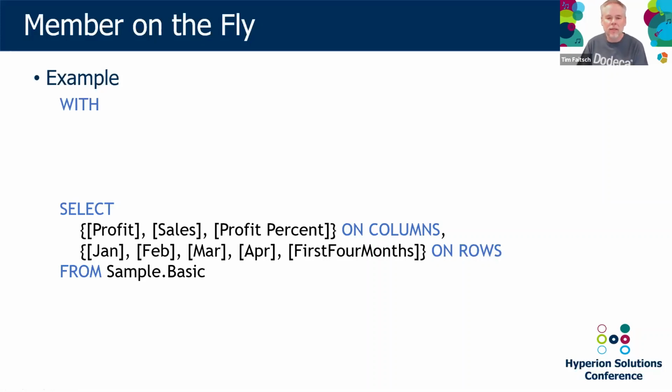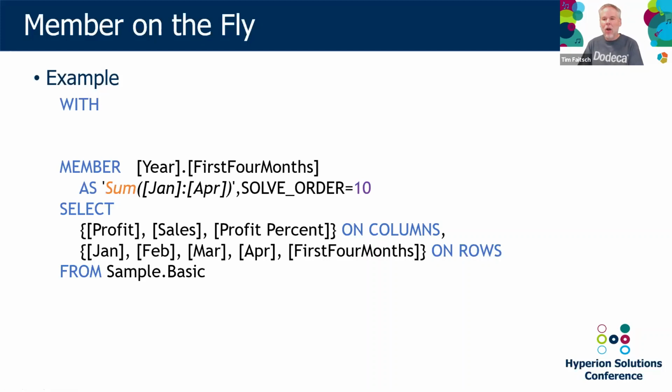So I add a with statement at the beginning. And now I add this member statement. And I add the dimension name of the member I want to add, and then whatever I want to call that member, first 4 months. And now I tell it as, and now I'm going to give it what function I want it to calculate. So I'm just doing a sum of January through April. Very simple. Now, what's cool is I can add a solve order. So I can say what order this formula, this function gets solved. And I'm going to give it a value of 10 here.